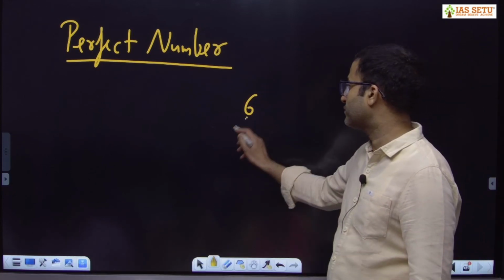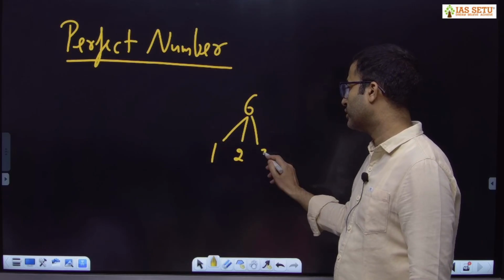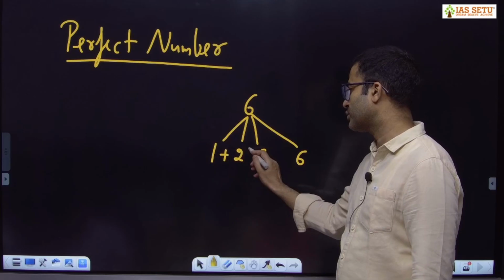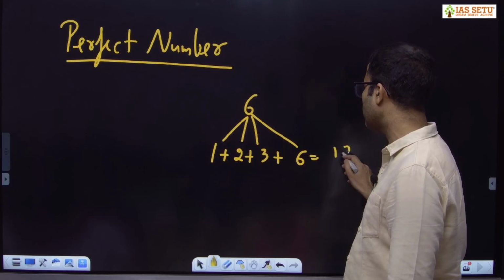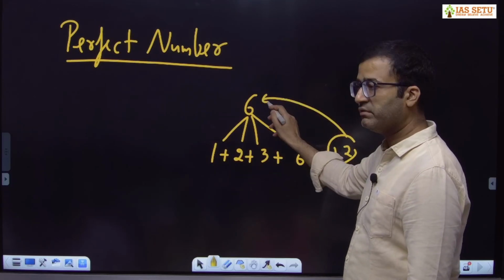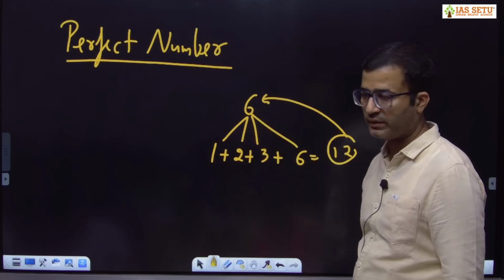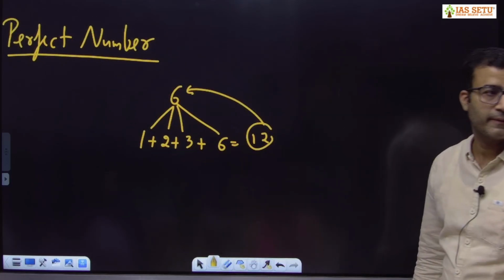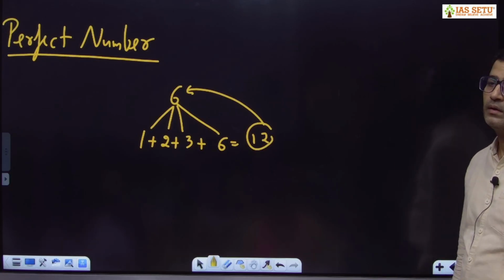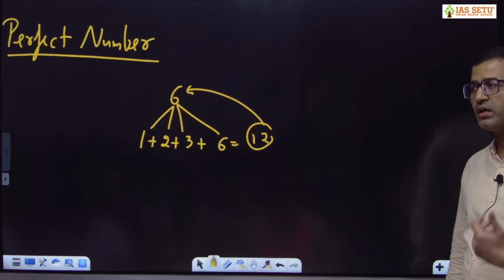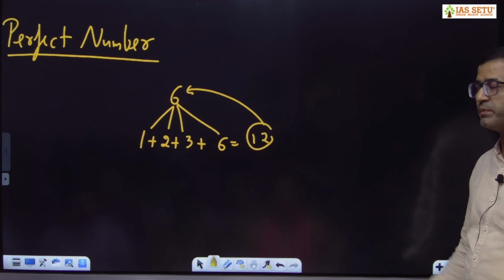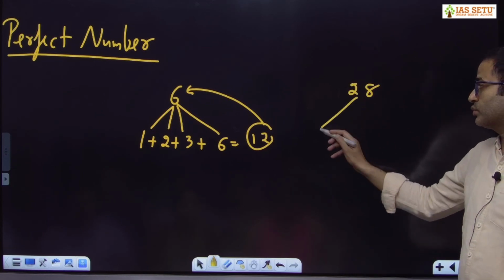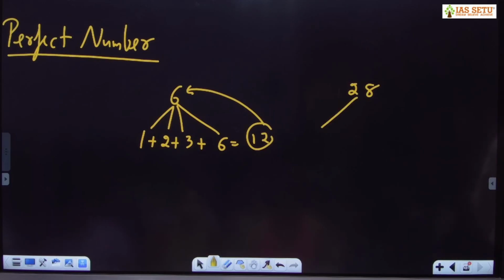What are the factors of 6? We have 1, 2, 3, 6. If you take the sum of the factors of 6, 1 plus 2 is 3, plus 3 is 6, plus 6 is 12. Do we have double the given number? Yes, so 6 is a perfect number. Can anyone tell me after 6 what is the next perfect number? Don't check, because checking will waste energy. After 6, the next perfect number is 28. So check what are the factors of 28.